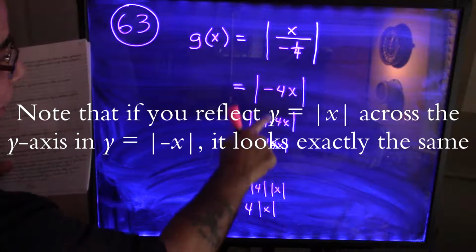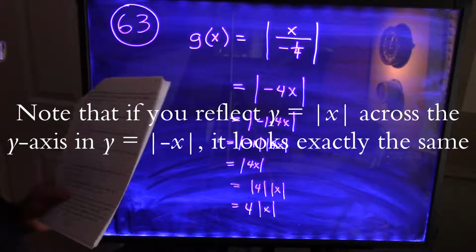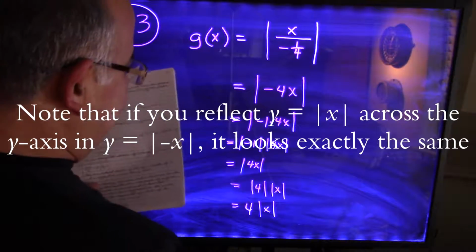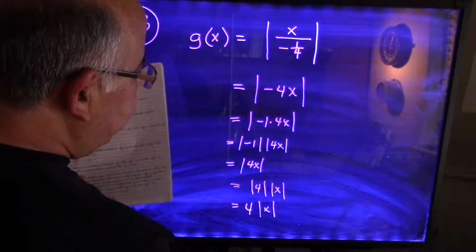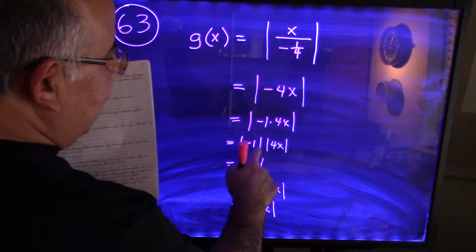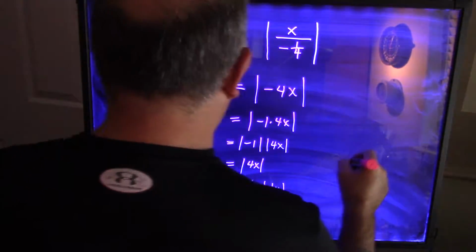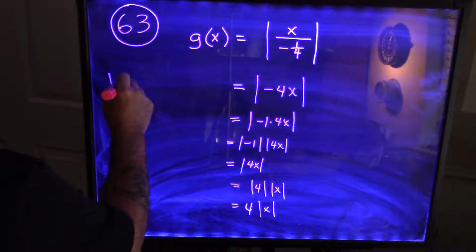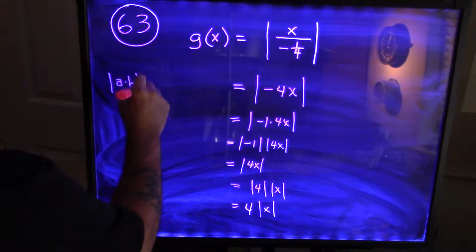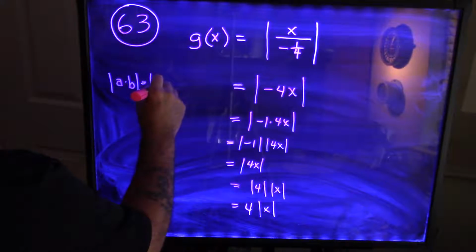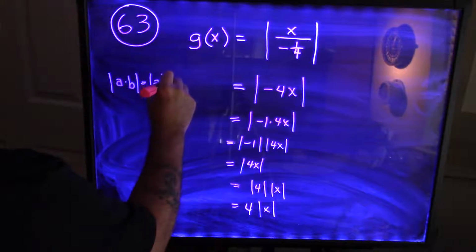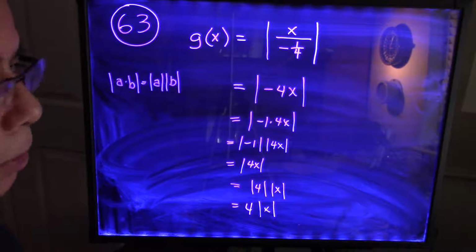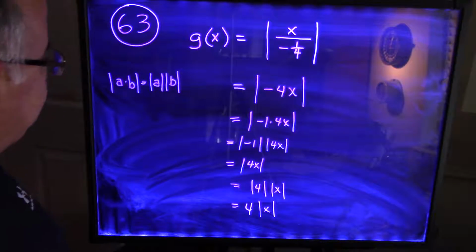If you don't believe this is the same as this, just graph them on your graphing calculator. And you'll see they are the same graphs. The rule I used here is, and I've mentioned this before, but it bears repeating, the absolute value of a times b is equal to the absolute value of a times the absolute value of b. That's a rule that you can use.